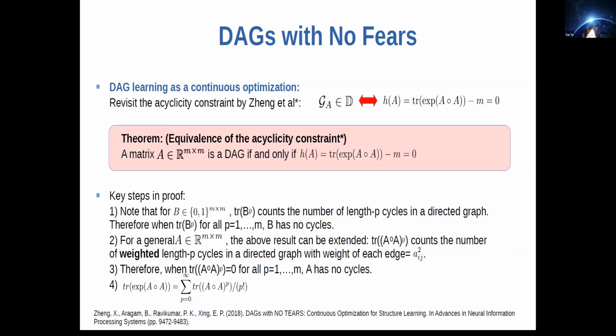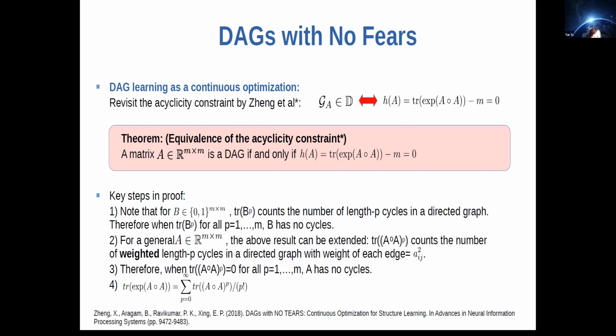So then, we find the reason why NOTEARS doesn't converge well, why the augmented Lagrange multiplier method went wrong here. But a more important question is, how can we try to fix that?